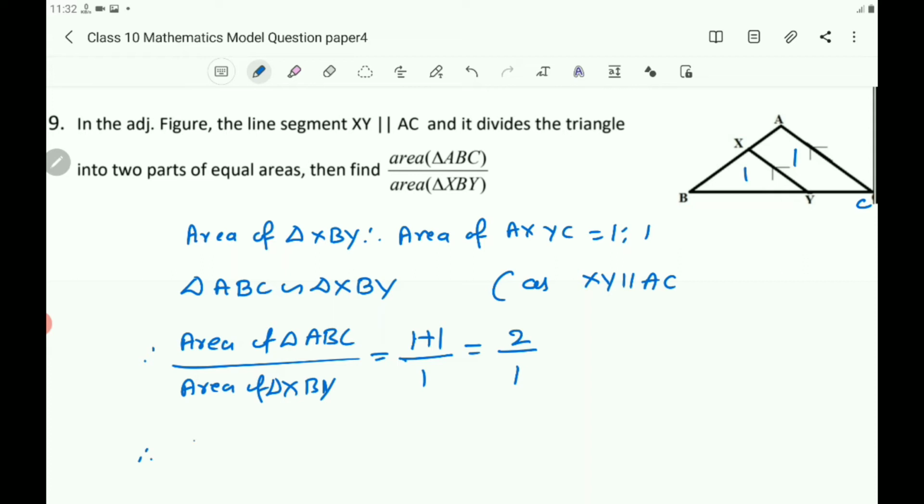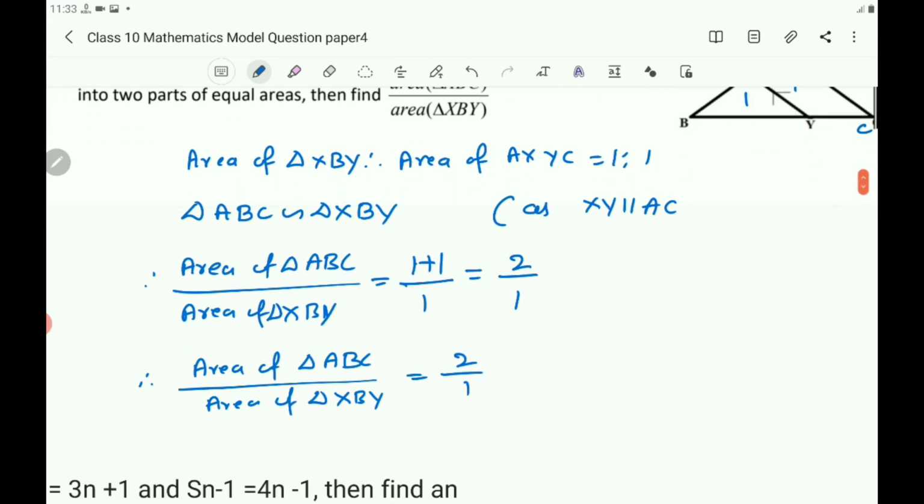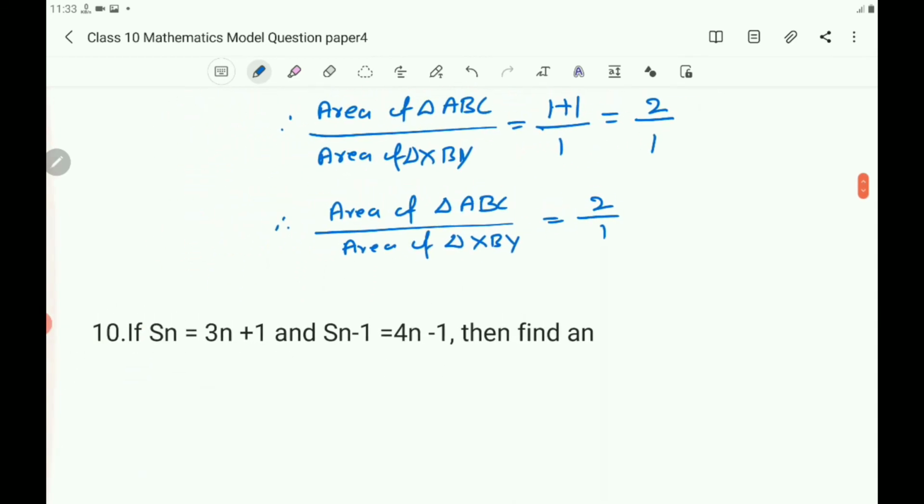Therefore you can write area of triangle ABC by area of triangle XBY equals what? 2 by 1. Now you take the second question.